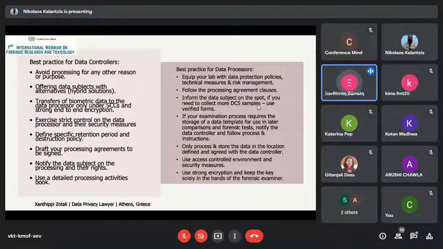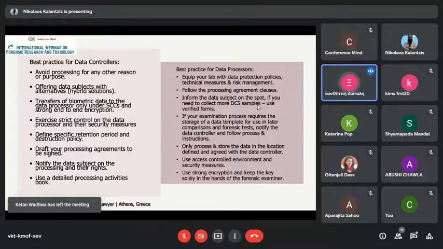The data processors, on the other hand, the examiner or the laboratory, should equip their lab with all those data protection policies and technical measures and risk management procedures to make sure that there will be no data breach or any other issue with security. And of course, follow the processing agreement clauses.